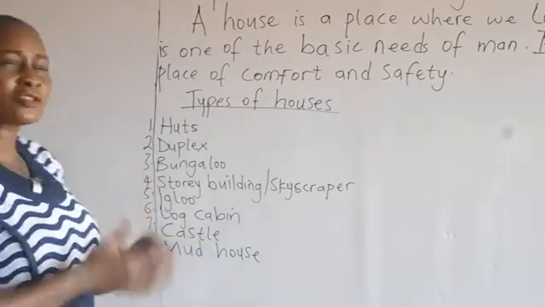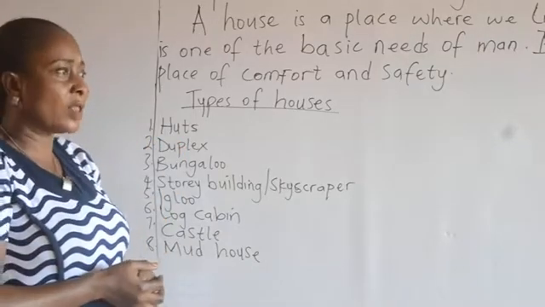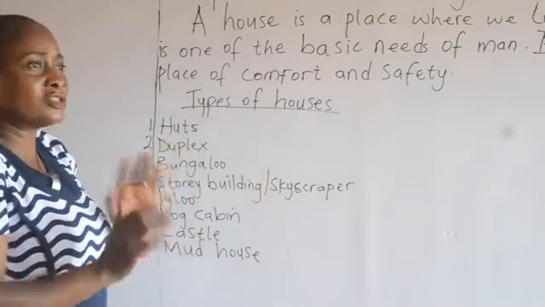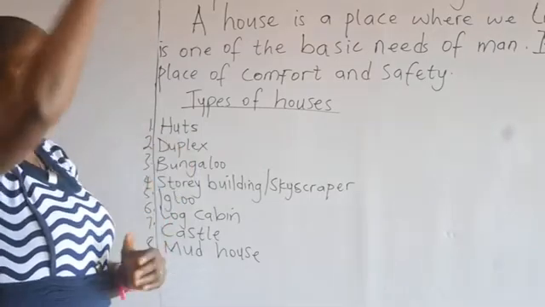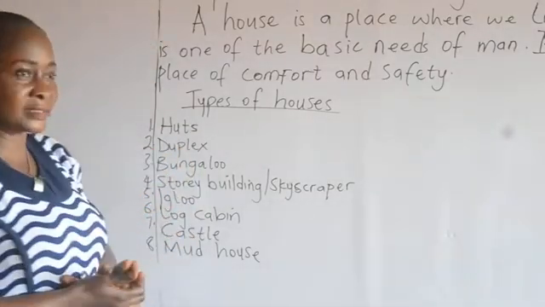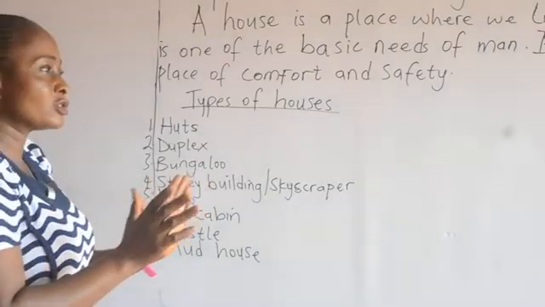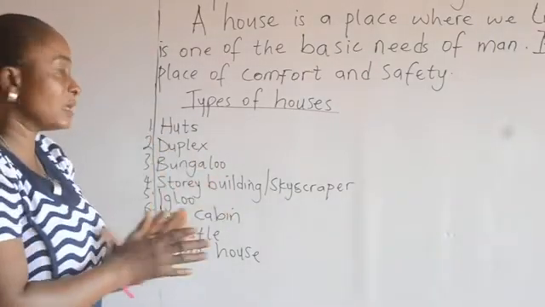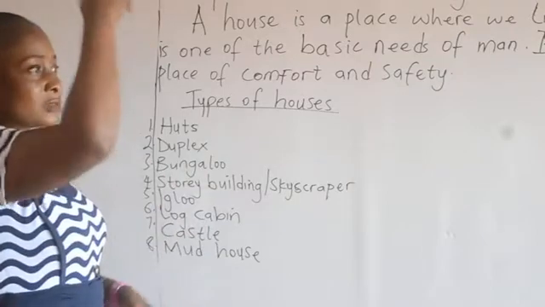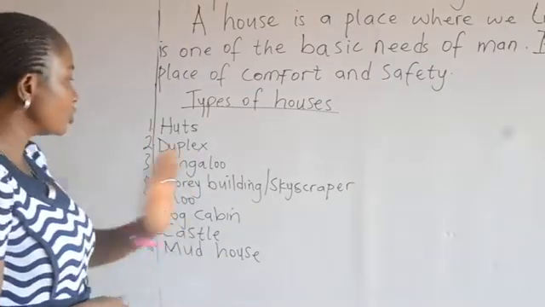We have bungalow, also very solid, found in cities as well, but usually a down house. It doesn't have another one on top like you have in duplexes. It's usually a down house with all the rooms, the kitchen, the toilet, everything in one place and down, not a story building.